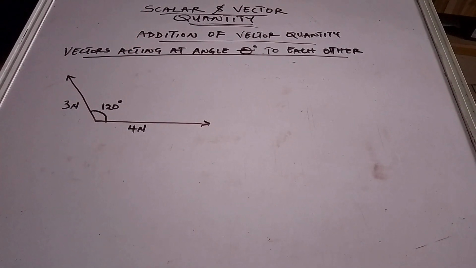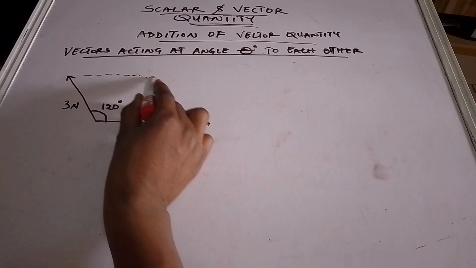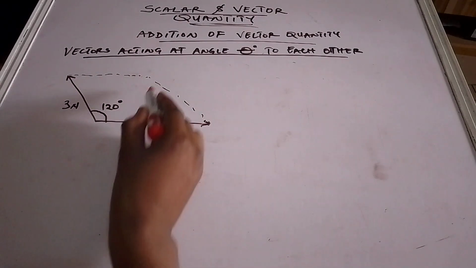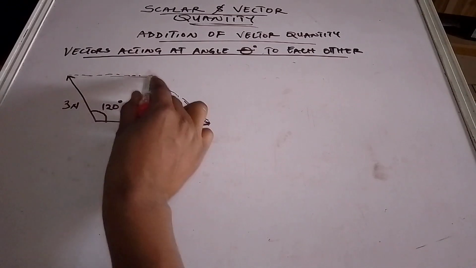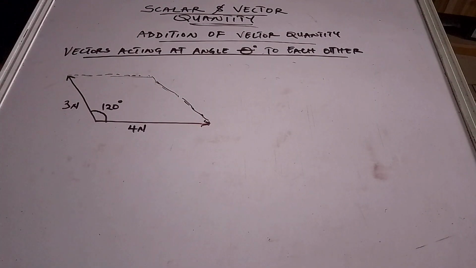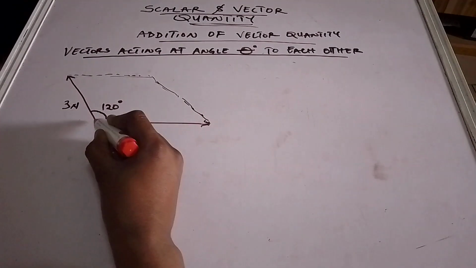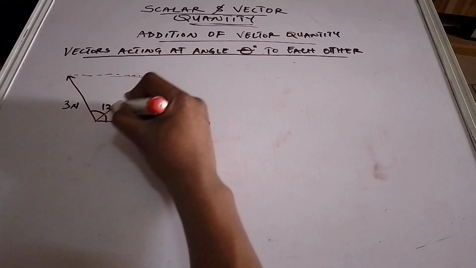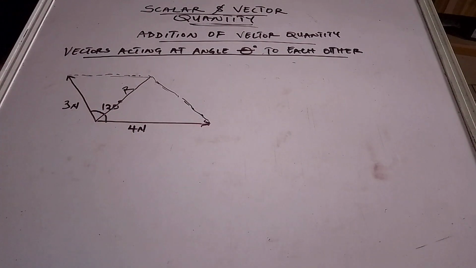Now let's look at how to do this. We are going to solve this one using the parallelogram law, which says we should first complete a parallelogram. So this is a parallelogram. The next thing is we have to draw a diagonal from the point of intersection. This is the point of intersection. We are going to draw the diagonal, and this diagonal represents our resultant vector.